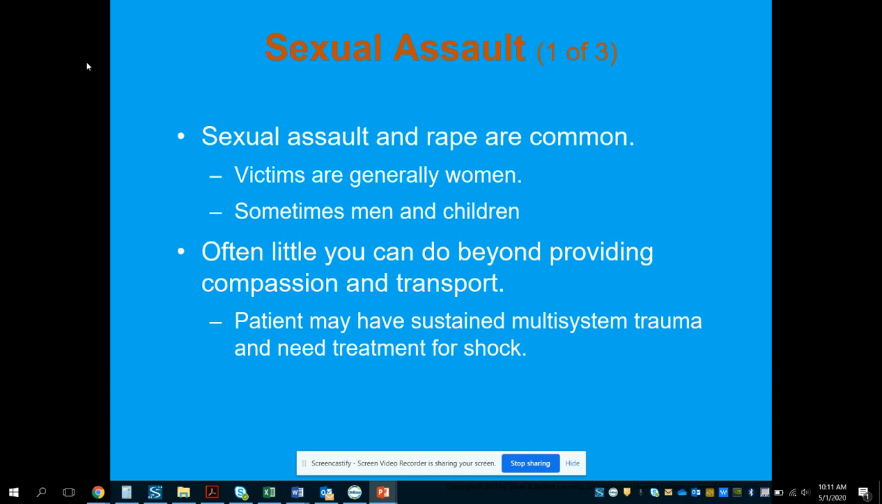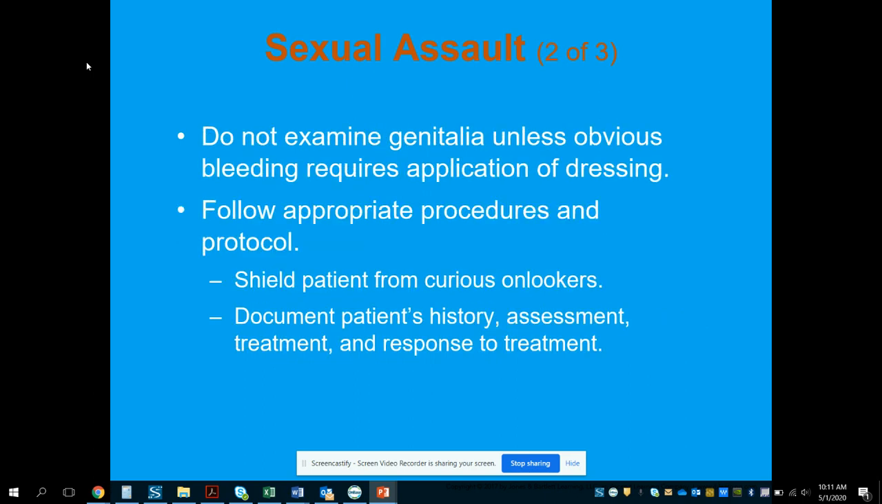Looking at sexual assault, this is unfortunately common. Victims are generally women, but can sometimes be men and children. There's often very little that you can do beyond providing compassion and transport. But if the patient has sustained multi-system trauma, then we do want to treat for shock and transport them to a trauma center. Do not examine the genitalia unless there's obvious bleeding that requires application of a dressing. Follow your appropriate procedures and protocols.